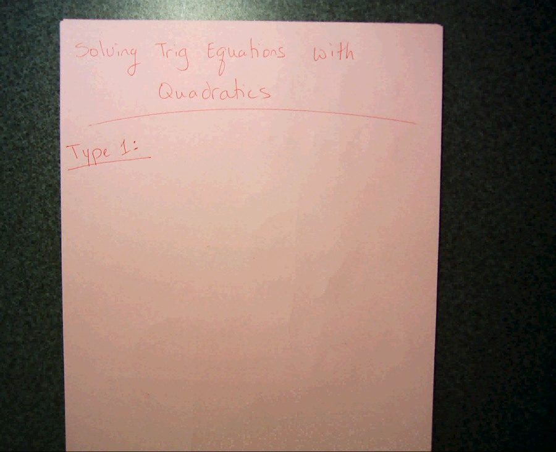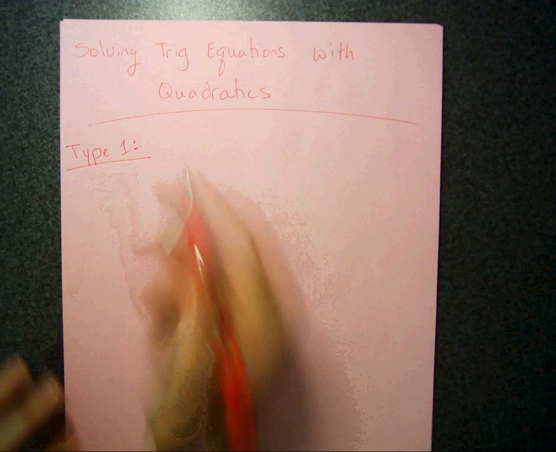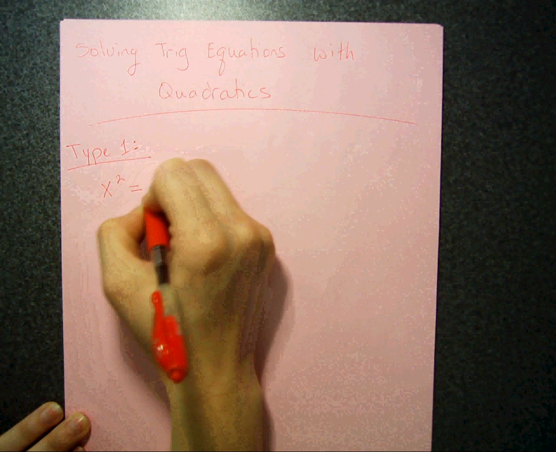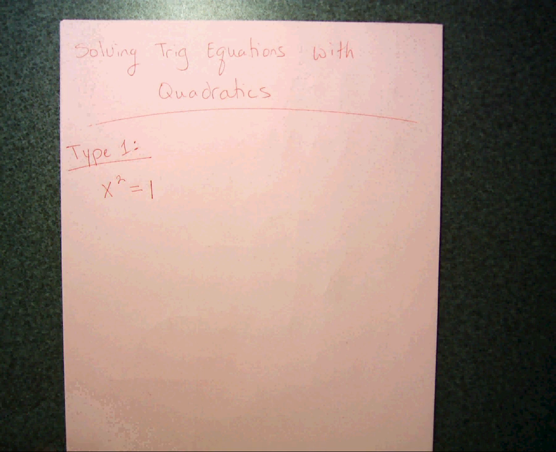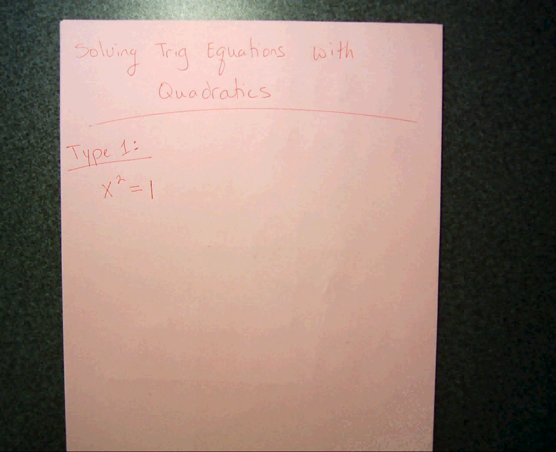Alright, we ready? Alright, so solving trig equations that involve quadratics. The first type that we could see would be a term squared equal to a single value. Something plain and simple like this. So I want to know what x is. In this case, I'm solving for x.